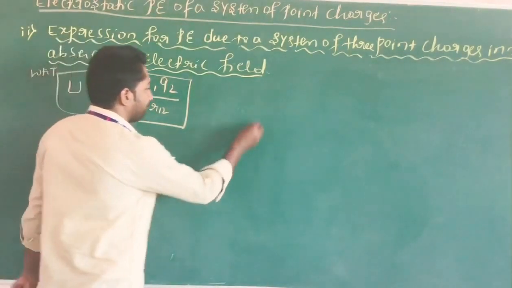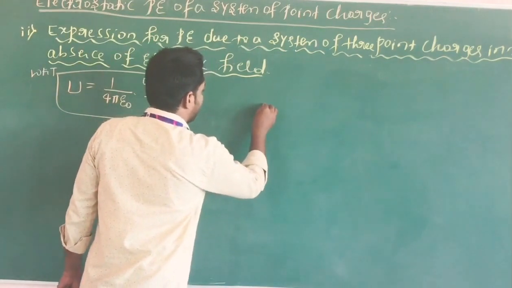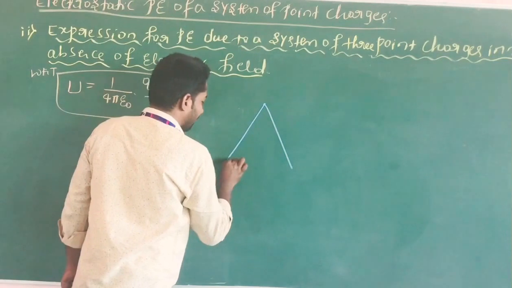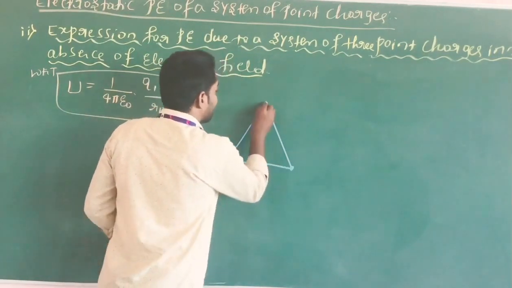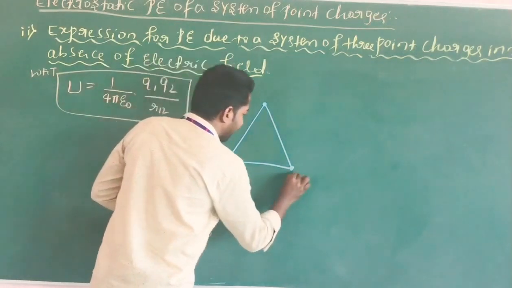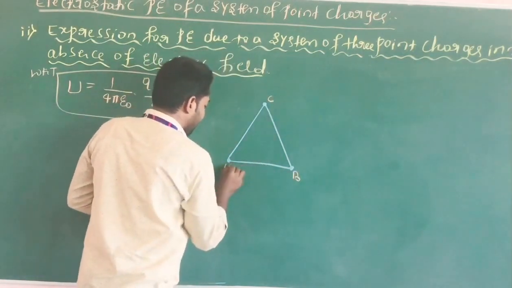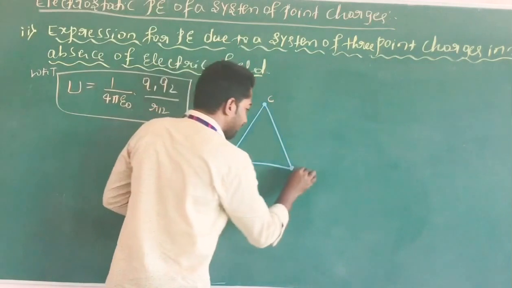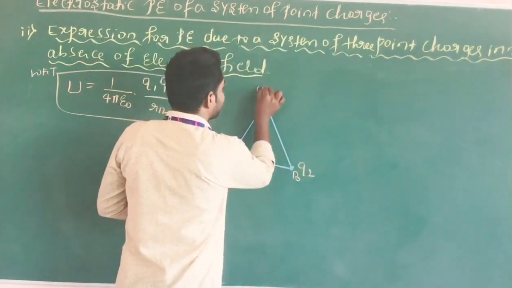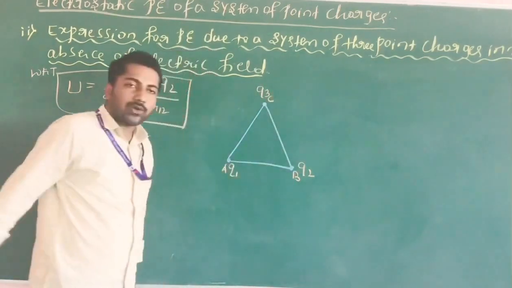Now consider 3 point charges located at the vertices of the triangle. These 3 point charges are located at points A, B and C. At point A, the point charge Q1 is located. At point B, the point charge Q2 is located. And at point C, the point charge Q3 is located.